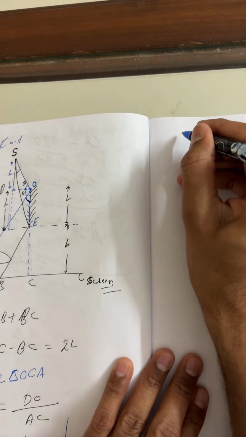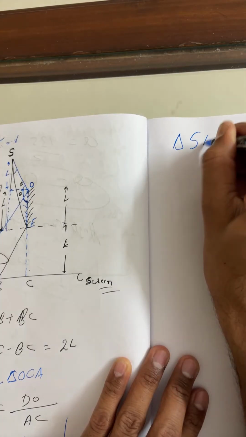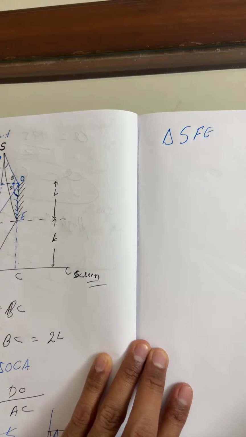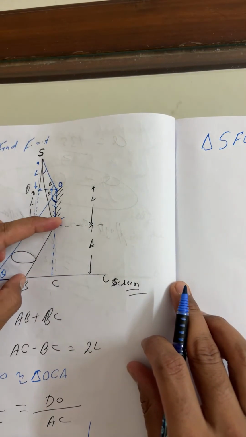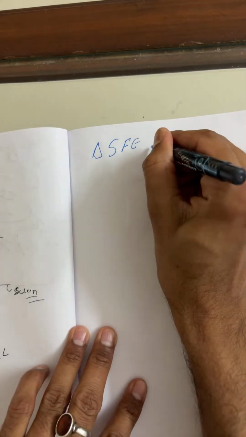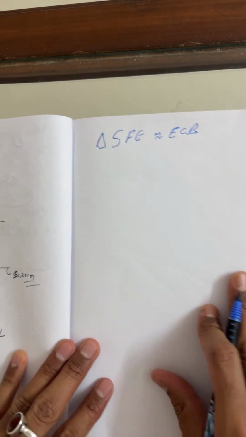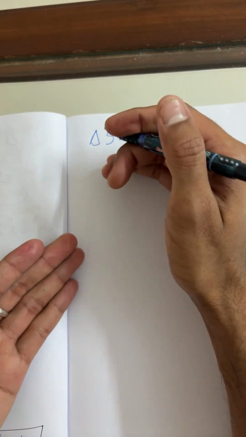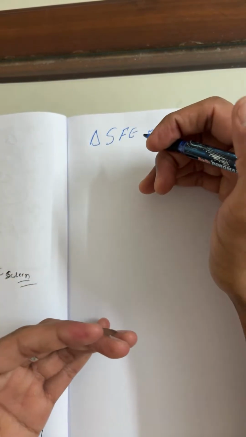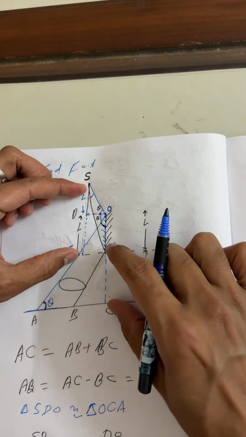So again here I will apply the property of similar triangles. Triangle SFE is similar to triangle ECB. Again apply the property: perpendicular by perpendicular is equal to base upon base. SF here must be 12 only, so the perpendicular is 12, and this is L.